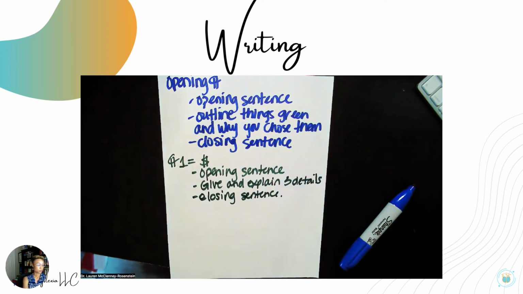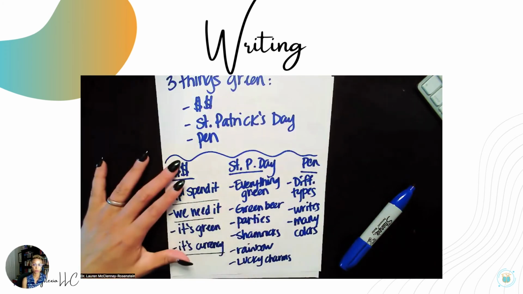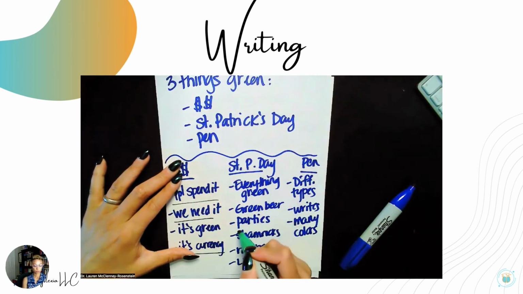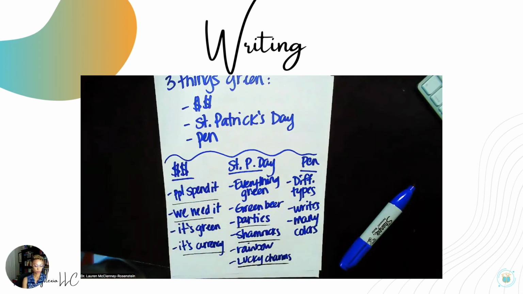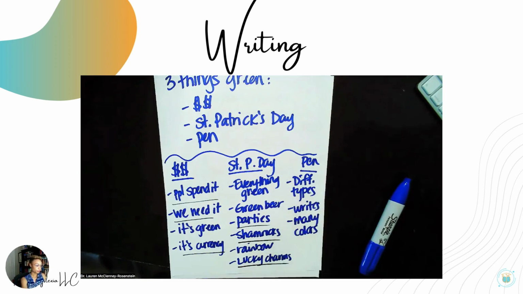So maybe for paragraph 2, you go back and you're like, oh, I want to talk about how there are so many parties on St. Patrick's Day and the shamrocks, and I really want to talk about Lucky Charms. Because maybe you get to your list and you're like, I don't really know what I can say about green beer. I don't even know what green beer is, and I'm too young to drink. You don't write about it then. You write about something else you brainstorm here that you know you can actually talk about.